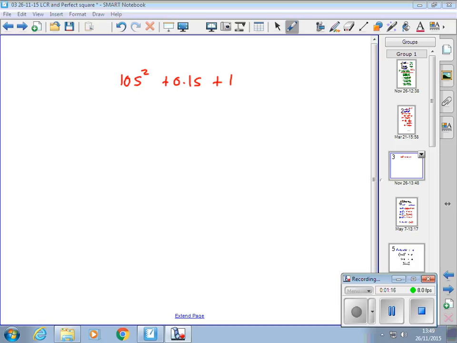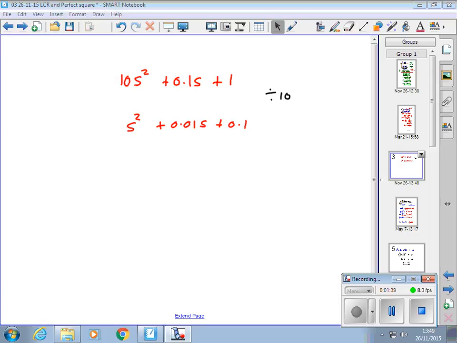Yeah, divide by 10 to get rid of the 10 in front of the s squared. So we divide by 10, that's the first job. If s squared is not on its own, we've got to make it on its own. s squared plus 0.01s plus 0.1. That's the first job.